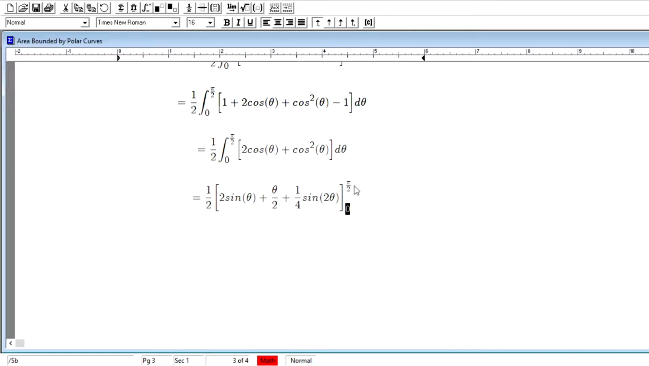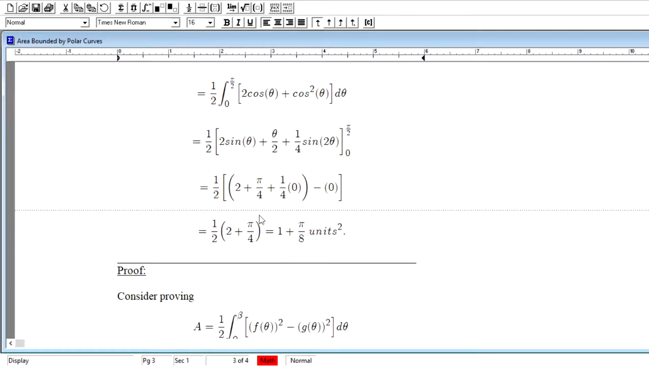Whereas at pi over 2, the sine of pi over 2 is 1. So that's 2 times 1, that's 2, plus the pi over 2 divided by 2, which is pi over 4, plus 1/4 times the sine of 2 times pi over 2. Now, 2 times pi over 2 is just pi, and the sine of pi is also 0. So at pi over 2, this whole last term goes away, and we're just left with 2 plus pi over 4.